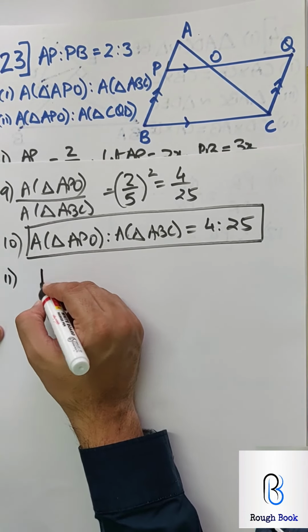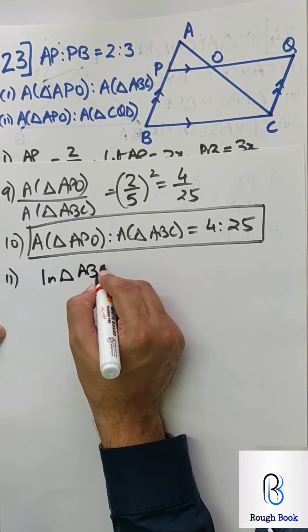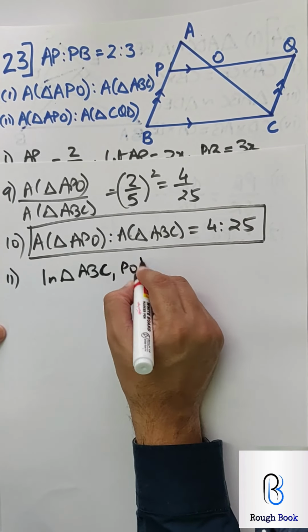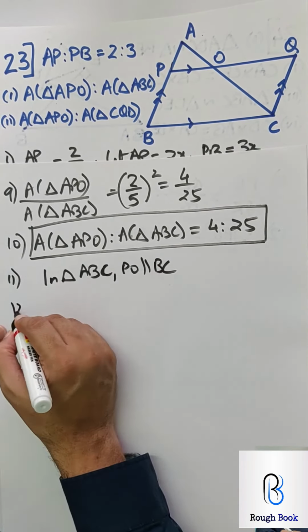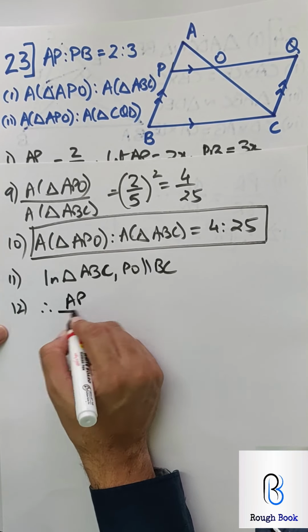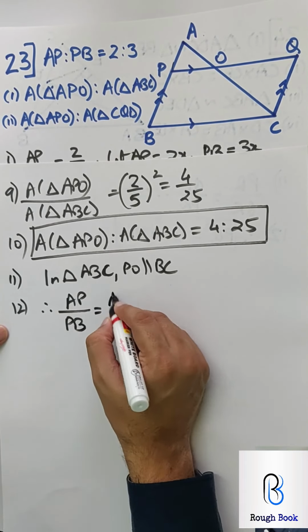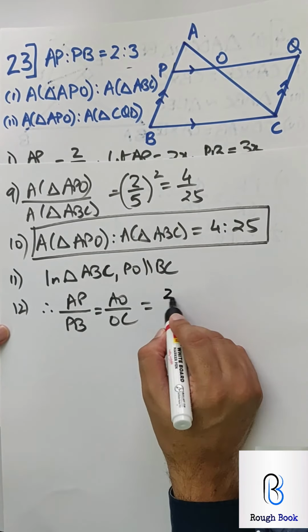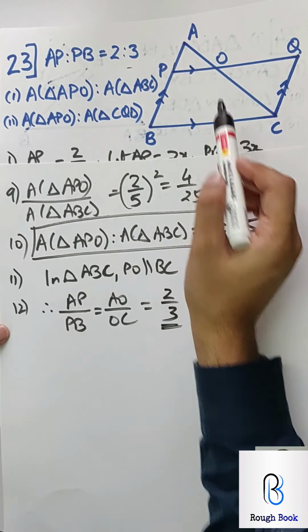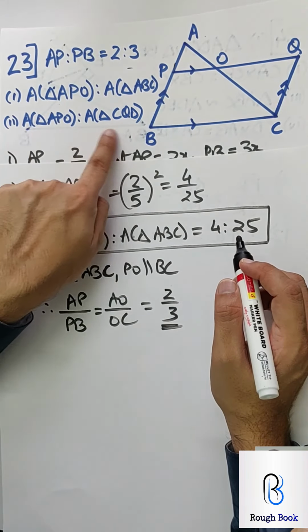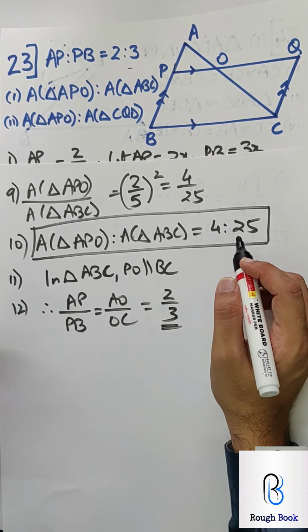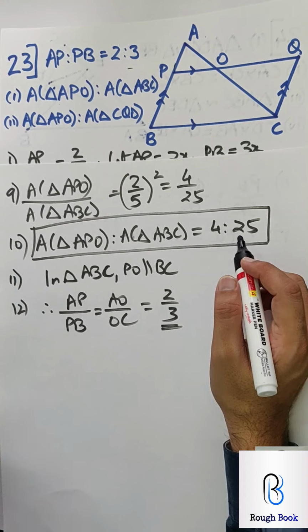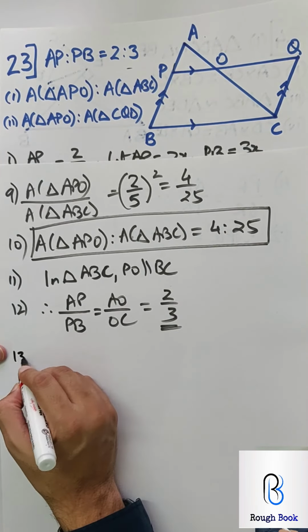So you will say in triangle ABC, PO is parallel to BC, and therefore AP upon PB equals AO upon OC, and AP upon PB is 2 by 3. So now that you got this 2 by 3, you can take these two triangles, get areas of similar triangles. But before that, prove the triangles similar.